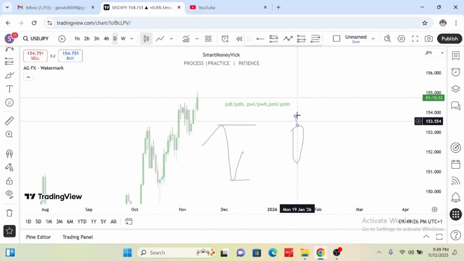Why? Because the high of this previous day's candle is a liquidity point. The low of it is also a liquidity point.